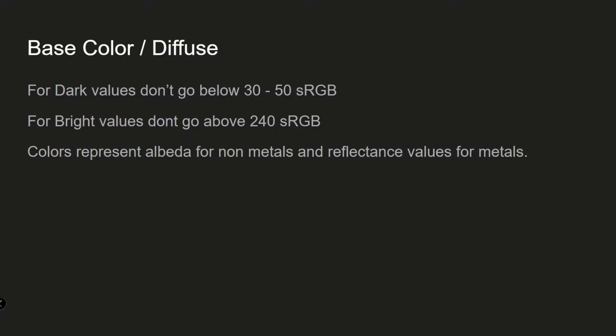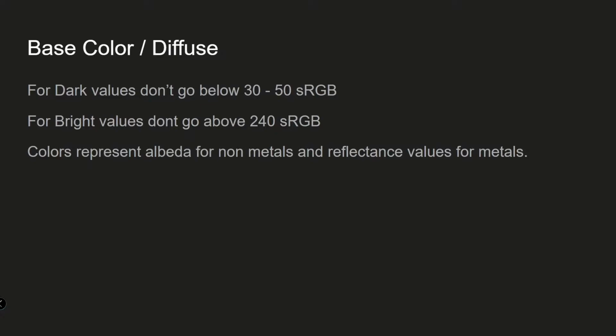And if you have a bright value, don't go above 240 sRGB, because it's the same thing. If it's too bright, it's just going to blow up on your screen. White bounces everything, so if you have a completely white value, all the light is going to be reflected back and it's going to be too bright on your screen. So the key note for base colors and diffuse textures is that you should never be too black or too white. You have to keep that in mind when you make materials. Otherwise, your lighting is going to get messed up.